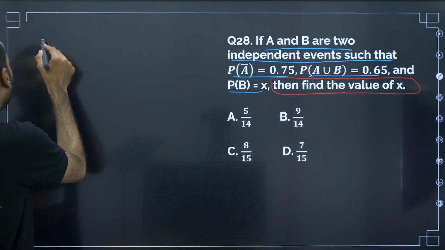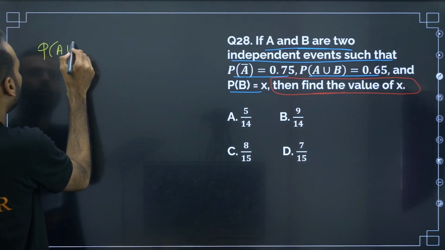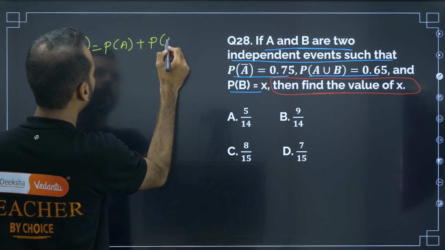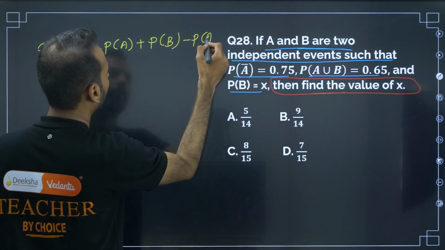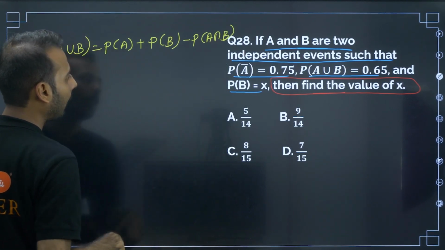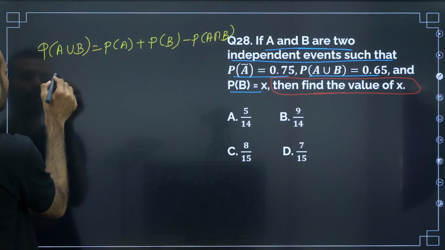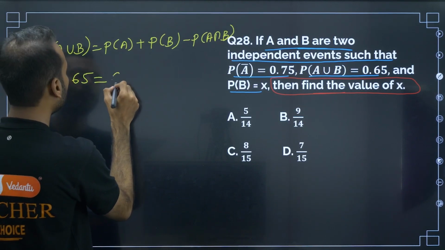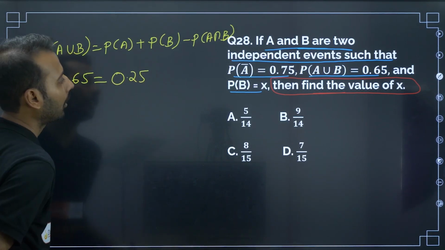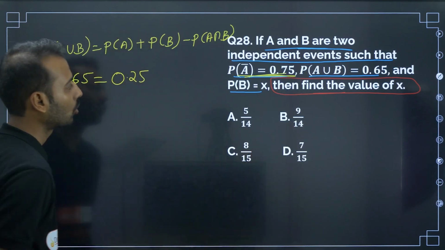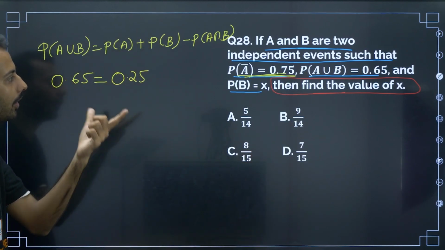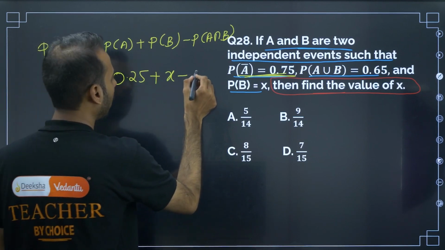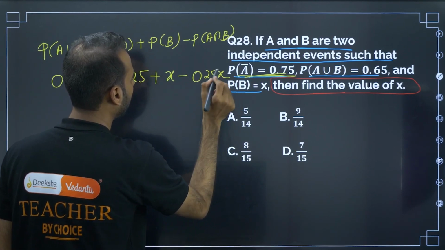So P of A union B is equal to P of A plus P of B minus P of A intersection B. Now P of A union B is 0.65, P of A is 0.25. See here, P of this is this much. So P of A will be 0.25. Next, P of B is x minus 0.25, 0.25x.